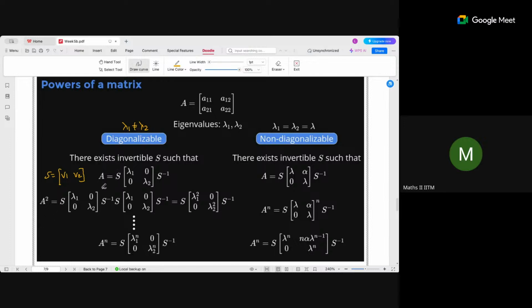But now, once you have this form, what is A squared? A squared is S D S inverse into S D S inverse. Now I am going to rewrite it as S D S inverse S D S inverse. S inverse S is the identity.